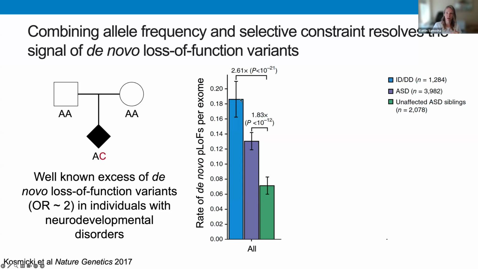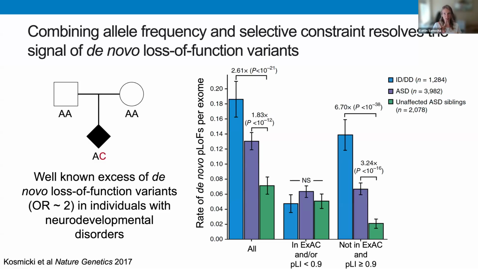So we see in blue for the developmental disorders, this is a 2.6 higher rate compared to the unaffected siblings. It's about 1.8 for individuals with autism. But taking 2 pieces of information into account almost completely cleans up the signal. So if that de novo loss of function was seen in a population database, so this is ExAC, but the same thing holds for gnomAD or UK Biobank, or if that de novo loss of function variant was in a gene that was not considered loss of function intolerant, there's actually no significant difference in the rates between cases and controls. All of that signal, almost all of that signal, is for those de novo loss of functions that have never been seen before and that interrupt these loss of function constraint genes.